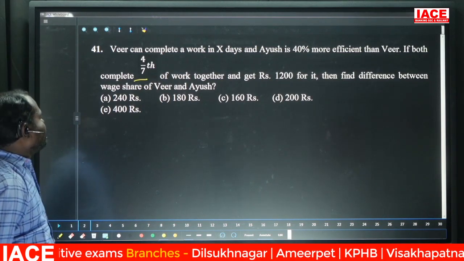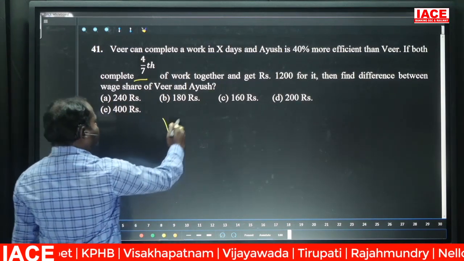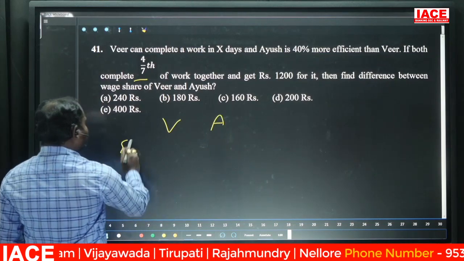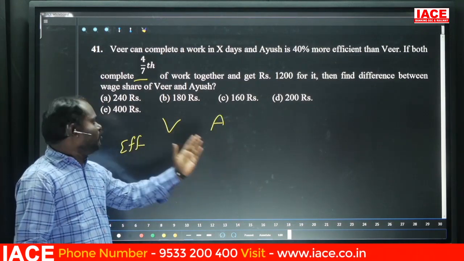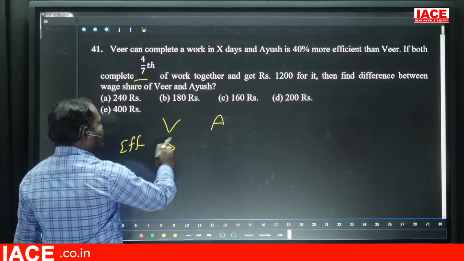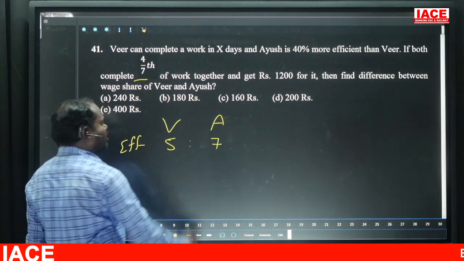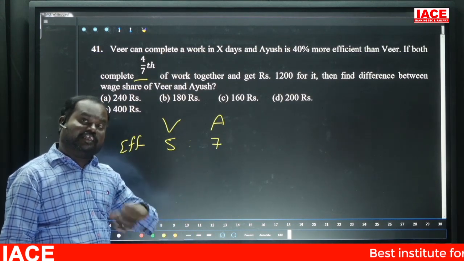Here, two candidates: Veer takes X days, and Ayush is 40% more efficient. If Veer is 100% efficient, Ayush will be 140. So their efficiency ratio 100 to 140 is nothing but 5 to 7. They will get the wages also in that ratio only.